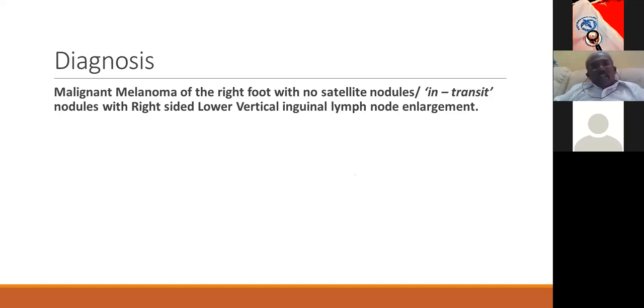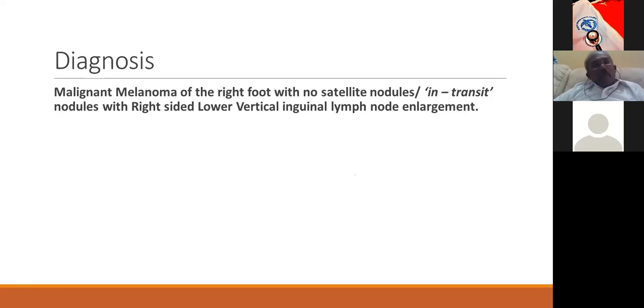We will forget about stage 4. What is stage 3? Till stage 2, the N will be 0. Once any node is detected, then it will come in stage 3, and then we will further classify it based on 3A, 3B, 3C.